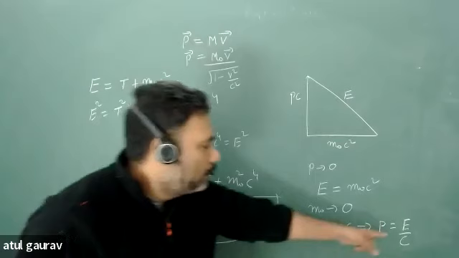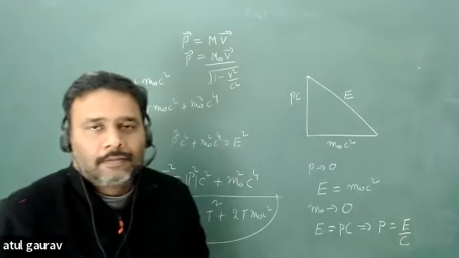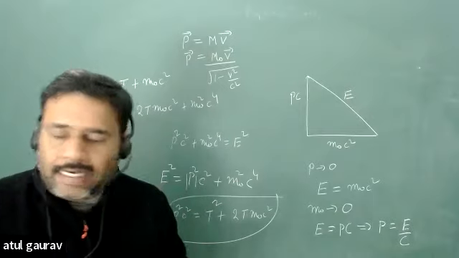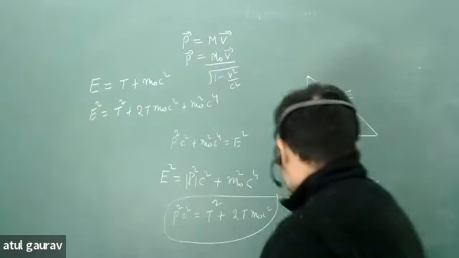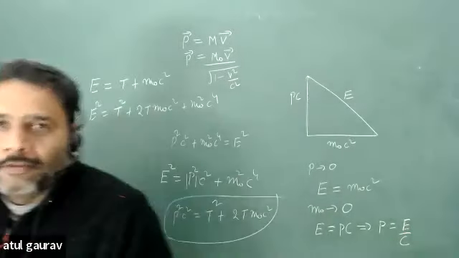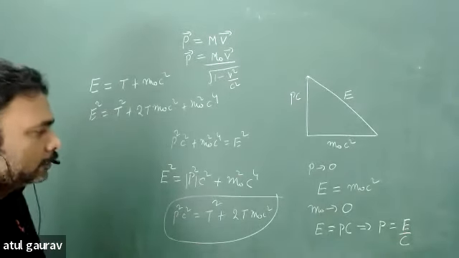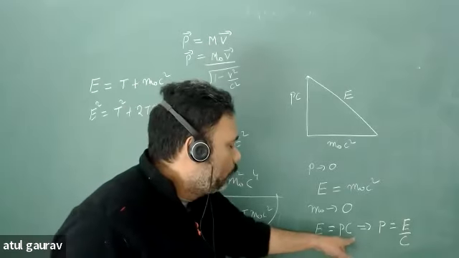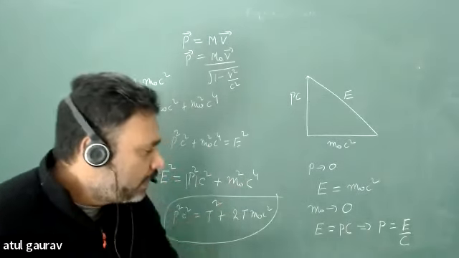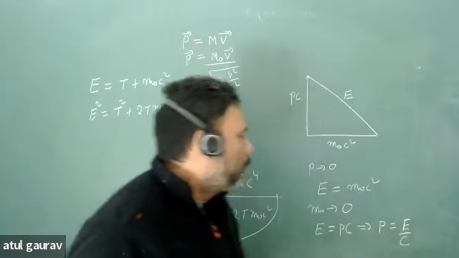Are you getting my point? Yes. You can give, like, photon. Yes, for photons. So you can see E is equal to PC, and this P is equal to E upon C.